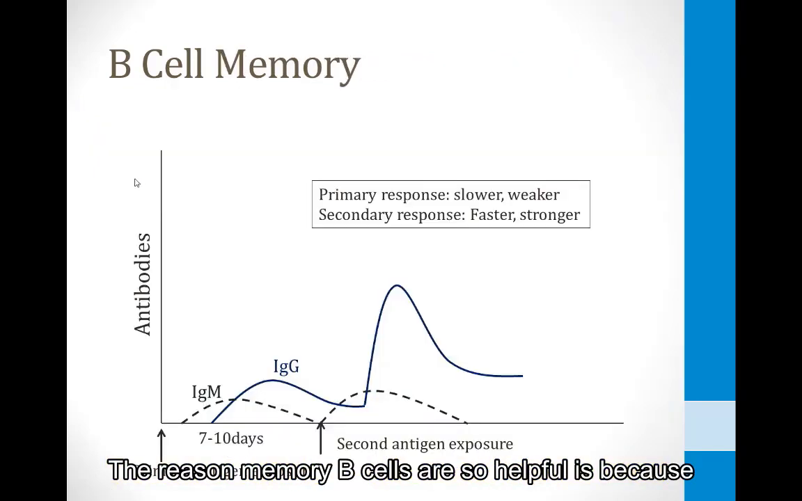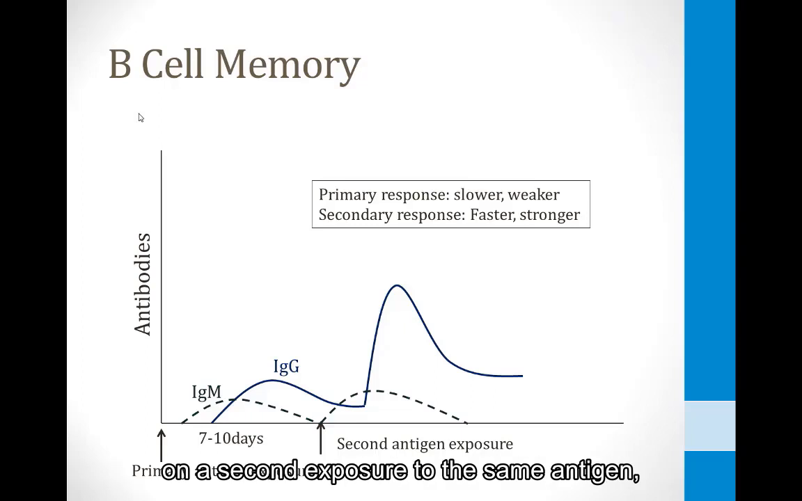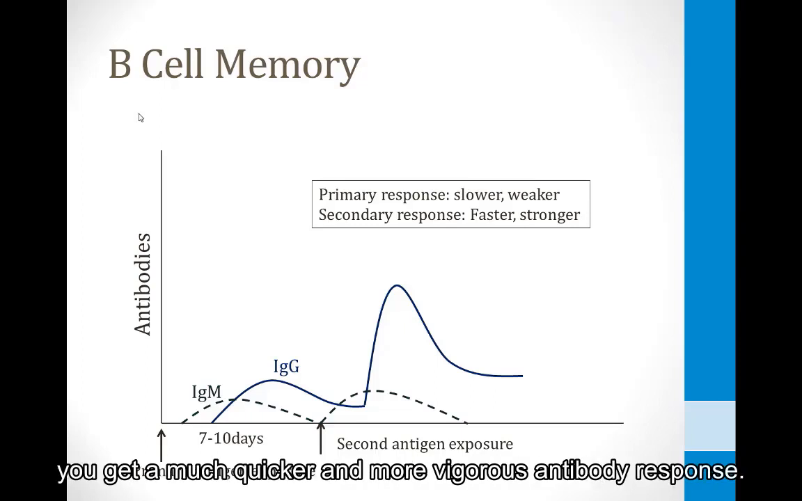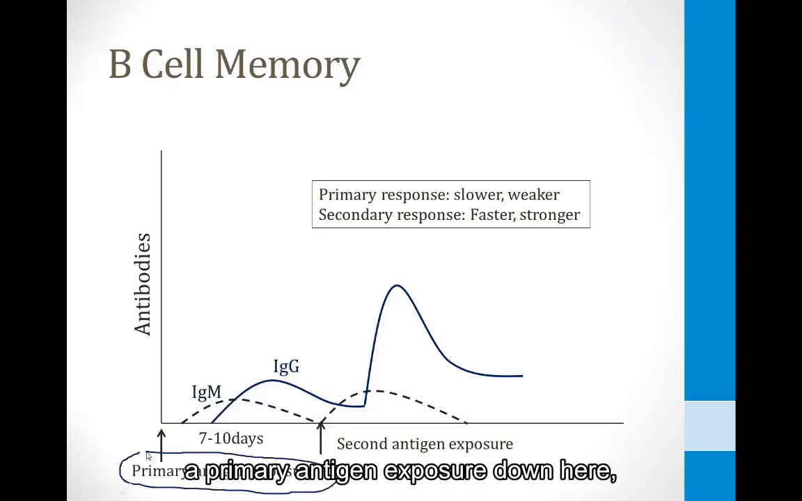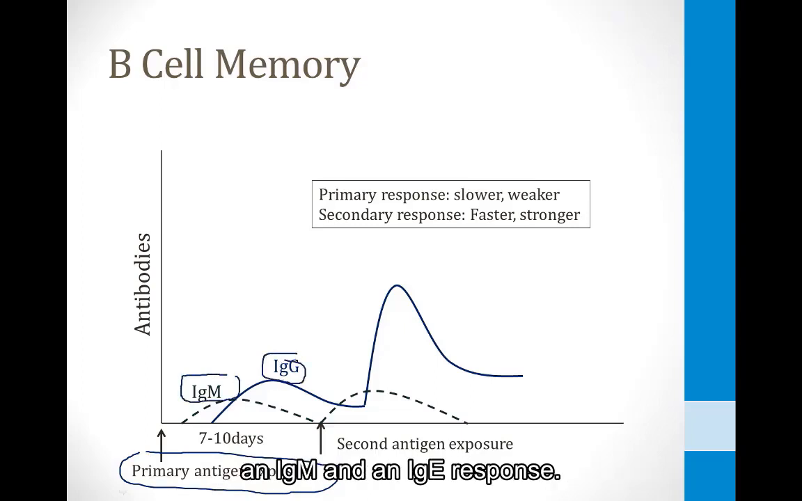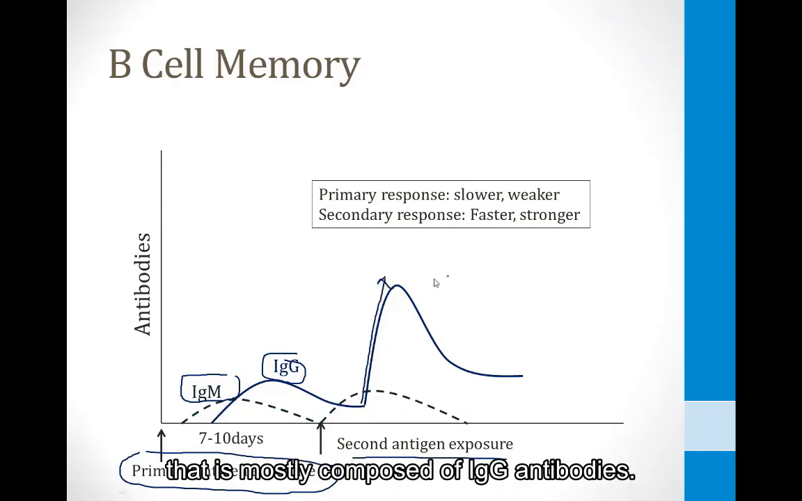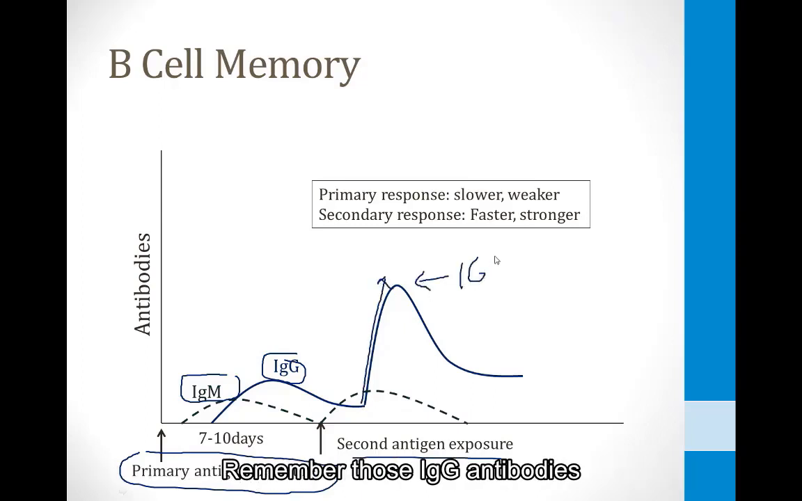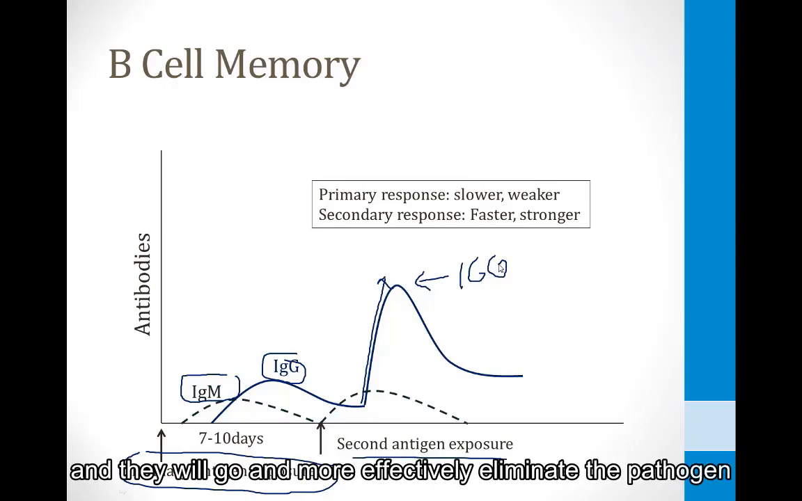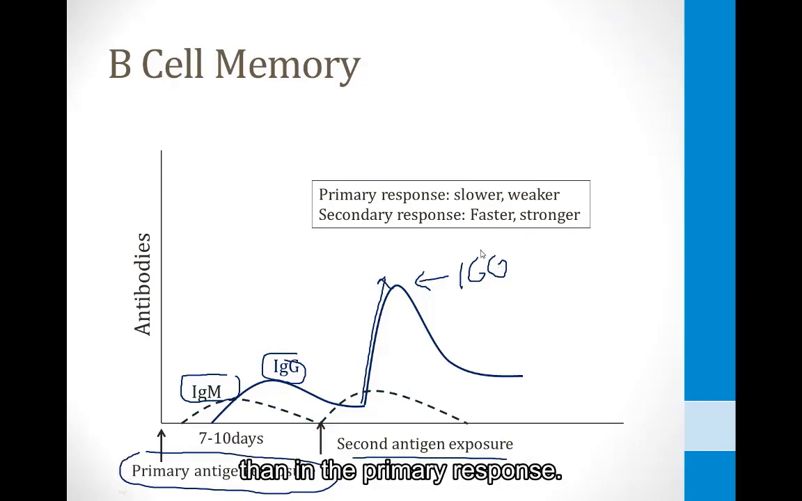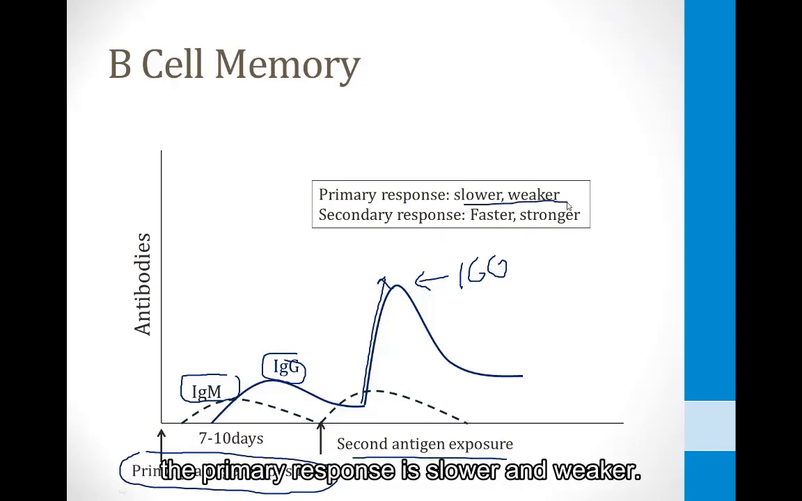The reason memory B cells are so helpful is because on a second exposure to the same antigen, you get a much quicker and more vigorous antibody response. On this slide, I've shown a primary antigen exposure down here, and it takes several days to begin to generate an IgM and an IgE response. When you get a second exposure, you get a much quicker and much more vigorous response that is mostly composed of IgG antibodies. And remember, those IgG antibodies are those excellent opsonizers, and they will go and more effectively eliminate the pathogen than in the primary response. So up here I've summarized for you: the primary response is slower and weaker. The secondary response is faster and stronger.